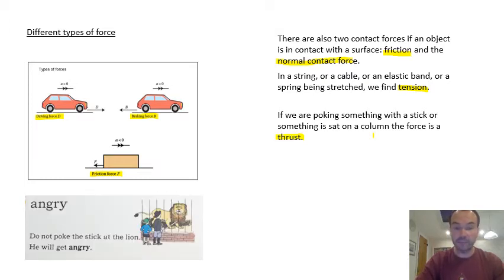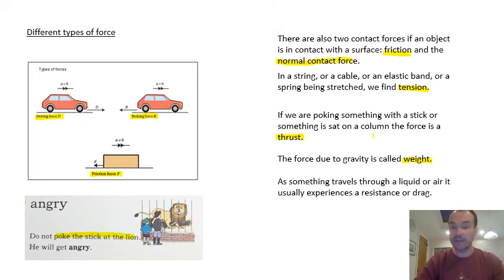Just a caveat here, do not poke things with sticks, okay? That'd be dangerous. The force due to gravity is called weight. Weight is the force, mass is not a force, mass is a scalar quantity. If something travels through a liquid or air, it usually experiences a resistance. We might talk about air resistance, we might talk about drag. And another caveat here, RuPaul's Drag Race is vastly misleading in its title. It turns out to be nothing to do with air resistance, okay? Just be warned if you come across that.